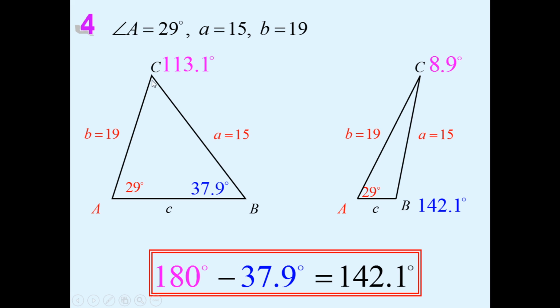And then use the triangle sum theorem. So you got 113.1, and then the other one, 8.9. And then use the law of sine once again. So you get 28.5, and then 4.8.